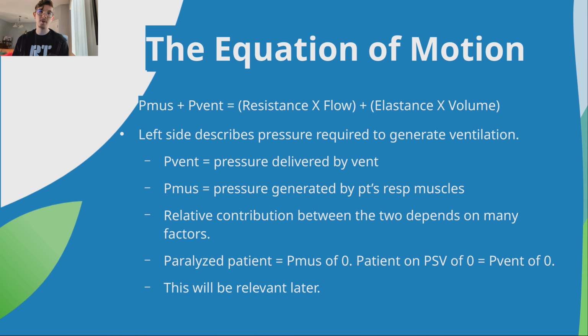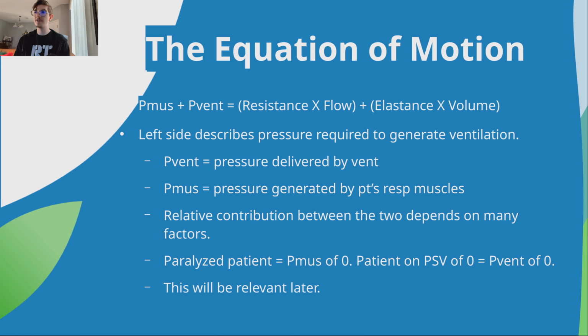So now, the equation of motion. This is one of my favorite equations in respiratory care. So here you have Pmus plus Pvent is equal to resistance times flow plus elastance times volume. You have basically the movement of the gas, and then you have the filling of the lungs. Those are the two things that create your actual ventilation, right? And those are the two elements that the ventilator and the patient have to overcome.